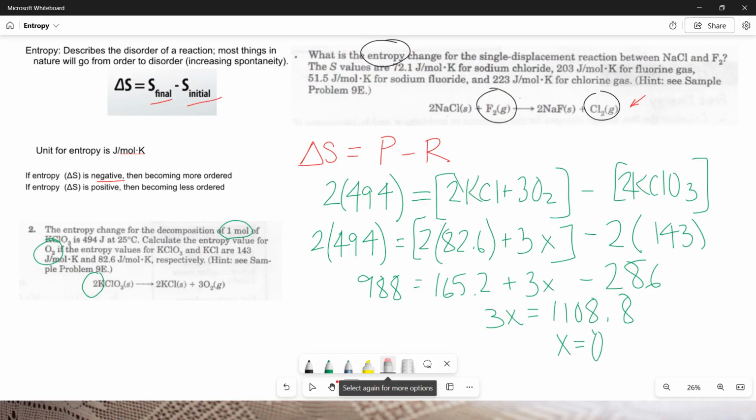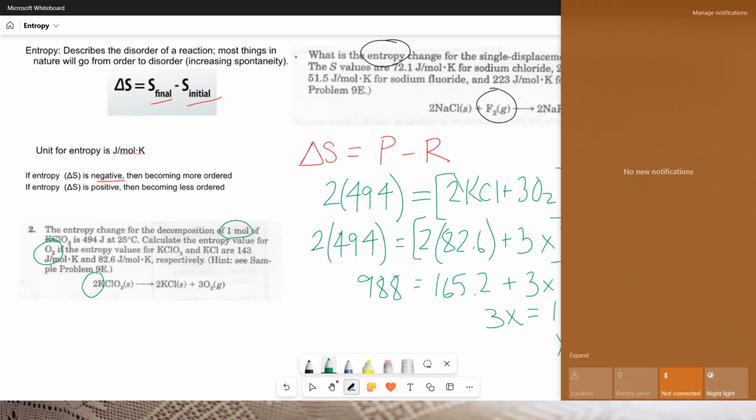So x, which is oxygen, my pen gets a mind of its own, doesn't it? Oxygen is going to come out to be 369.6 joules per mole K. Okay, and so this is entropy calculations.